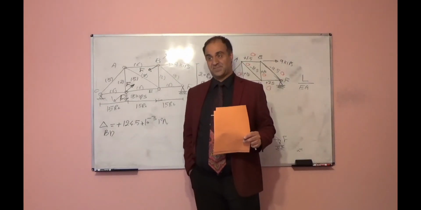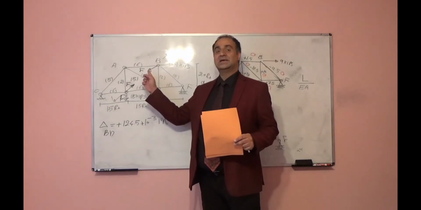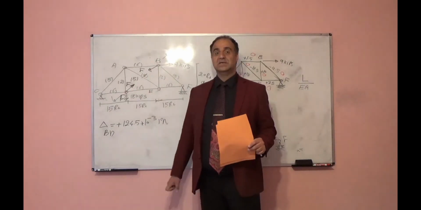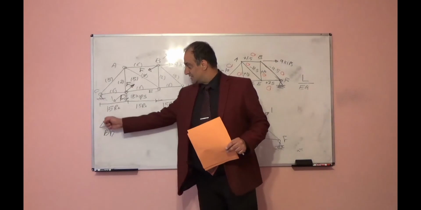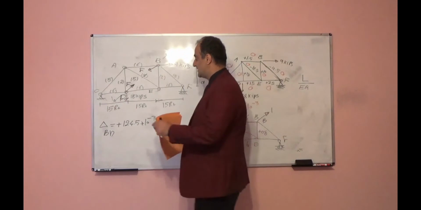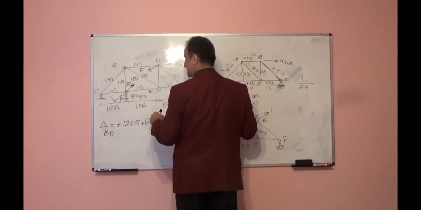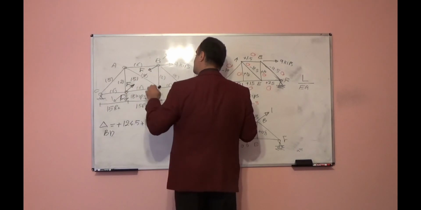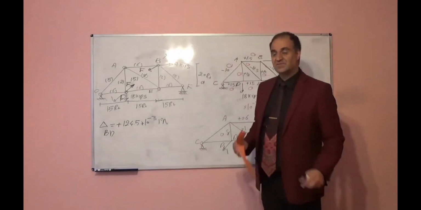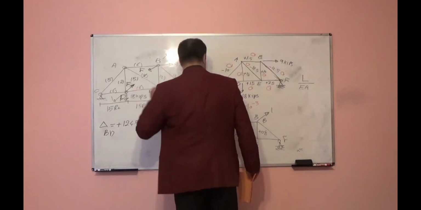We assume it is F. That F will create another relative displacement of B with respect to D. First, because of external load, the distance from B to D will increase, it is positive. Because of this internal force, the distance from B to D will decrease. So if we subtract them from each other, that should be equal to the elongation in this member.